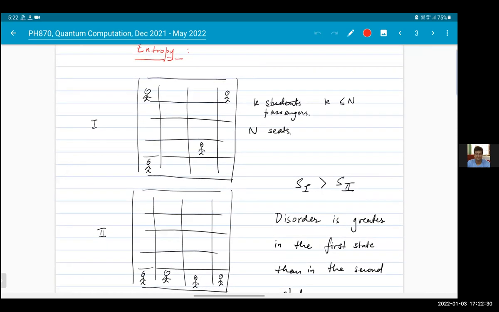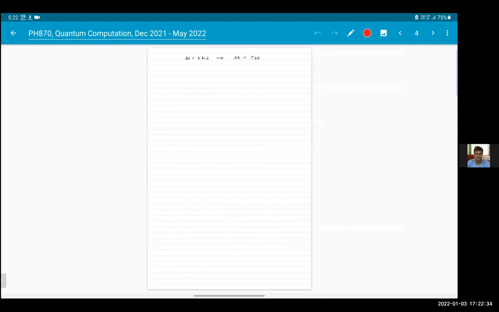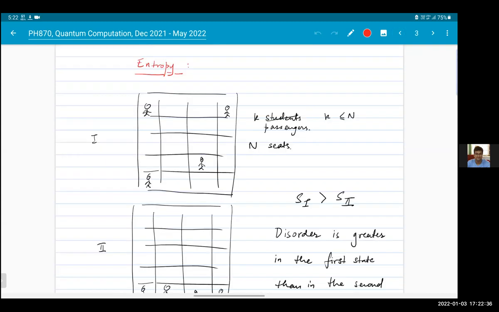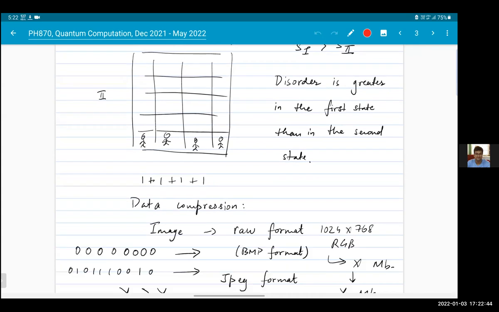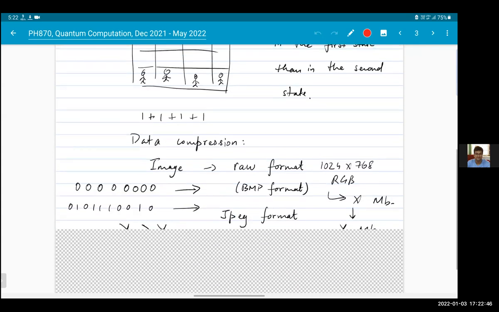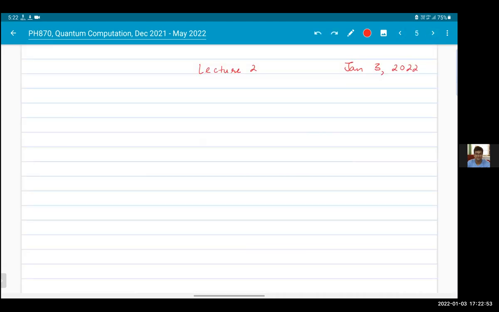And then I talked about the concept of entropy and how it is related to the compressibility of information, okay? So we will talk more about entropy and compression and all of these concepts later on.